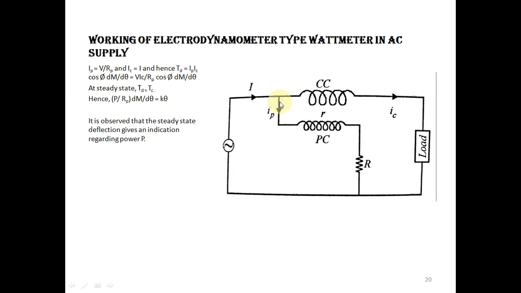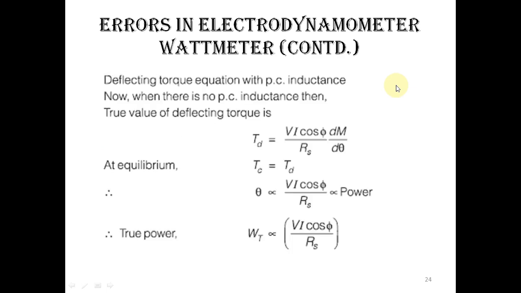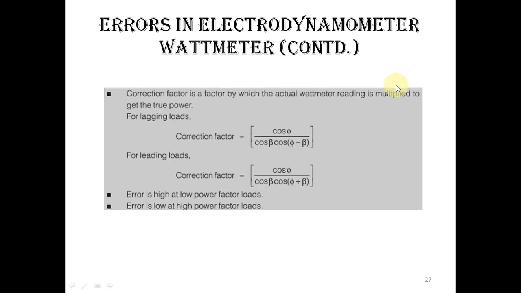Now if you provide one series winding in series with this pressure coil, located near the current coil, then what will happen? The effects due to the magnetic fields will nullify each other. It will be a series opposed connection. That's why instead of I plus I_C plus I_P, you will nullify the I_P effect, and the error will be minimized. This is valid mainly for low power factor measurement.